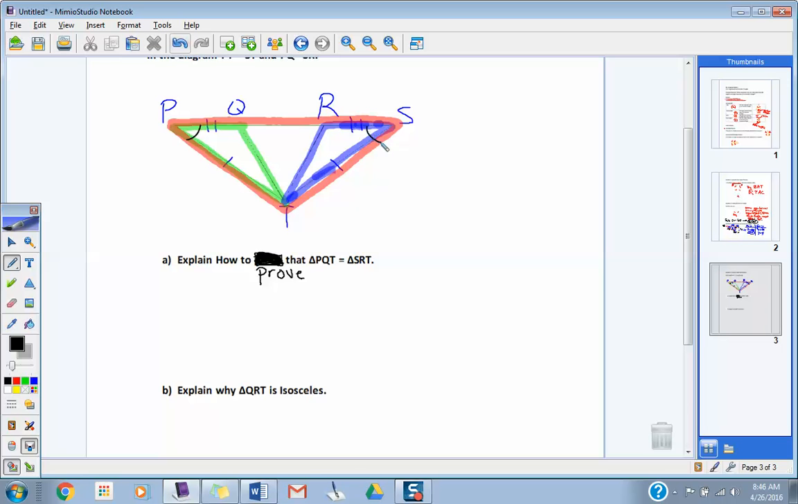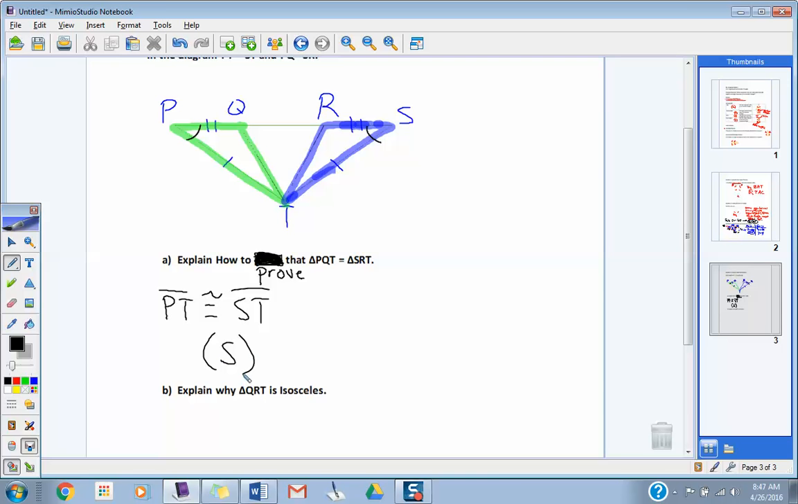Congruent. So if I put an arc mark at P, I have to put an arc mark where else? S. Okay? Guys, explain how to prove that triangle PQT is equal to triangle SRT. You know that the side PT is congruent to the side, what? Over here in blue. PT is congruent to what? S to what? Isn't that like a pair of corresponding sides?